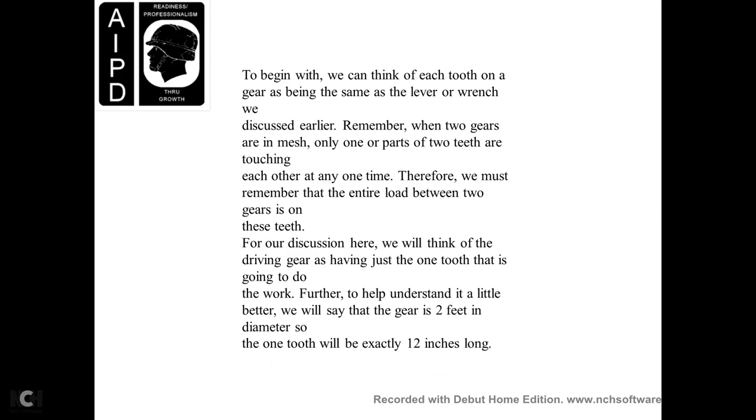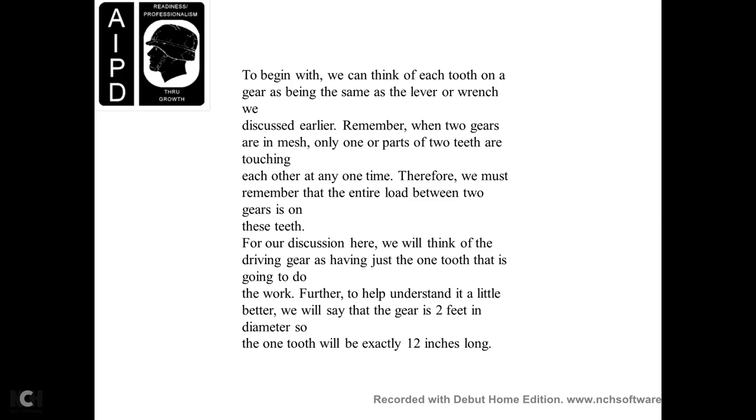To begin, we think of each tooth of the gear as being the same as the lever of the wrench, as we discussed earlier. Remember that when two gears are meshed, only one pair of teeth is touching at any one time, and that pair carries the entire load between the gears. For our discussion, we will think of the driving gear as having just one tooth, which will help us understand a little better.